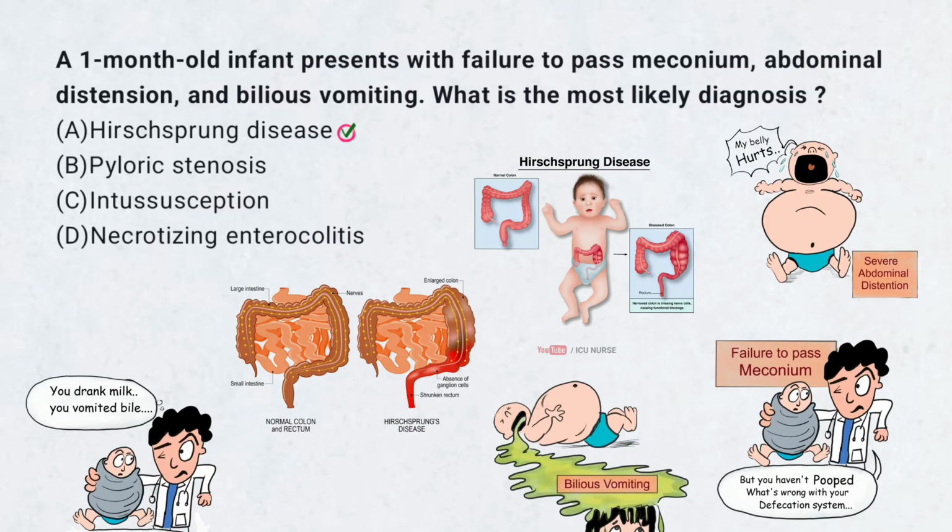Hirschsprung disease is caused by absent ganglion cells in the colon. This leads to functional obstruction, delayed meconium passage, and abdominal distension. It is diagnosed with rectal biopsy.